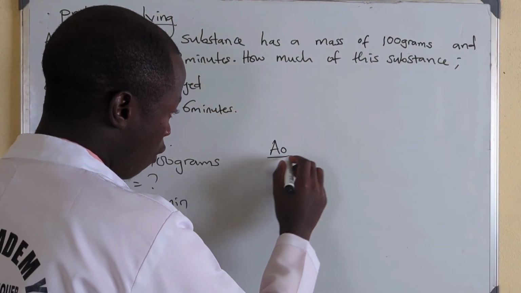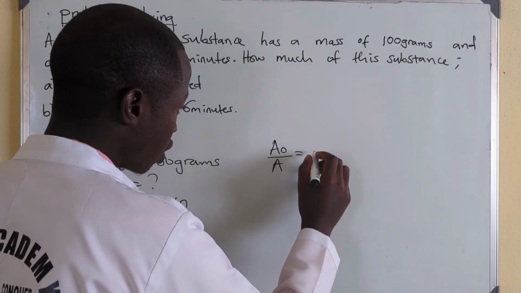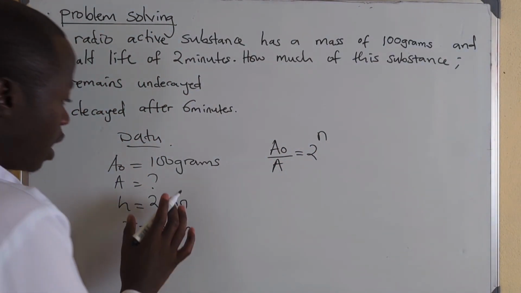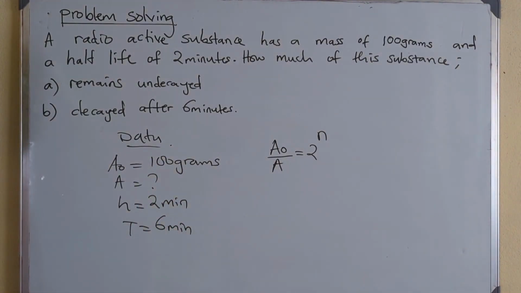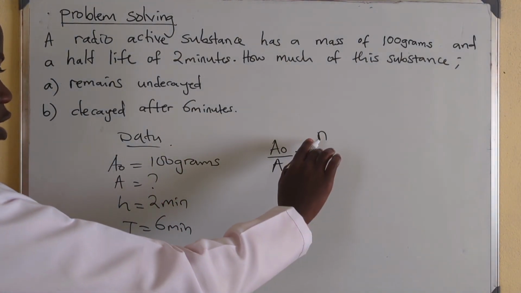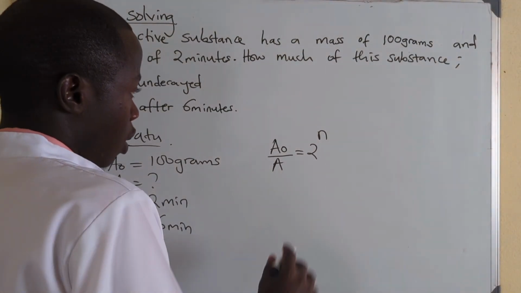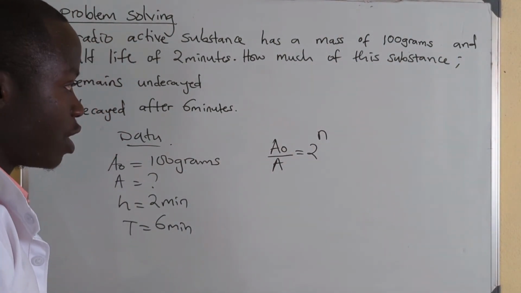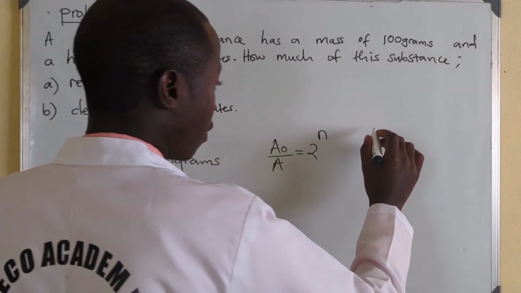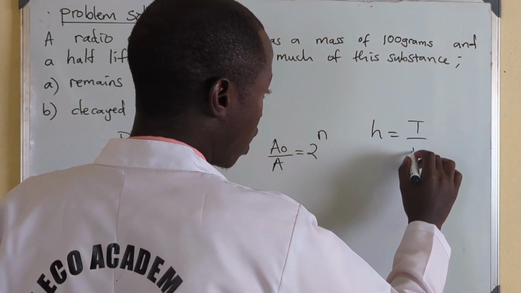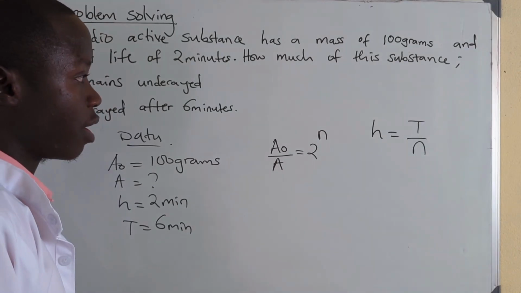Activity before over activity after is equal to 2 to the power n. Now, with the data that we have here, we don't have n. n represents the number of disintegrations. To find the number of disintegrations, we are going to apply this formula: half-life is equal to period over the number of disintegrations.